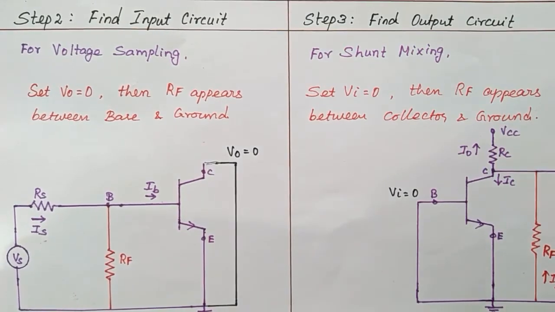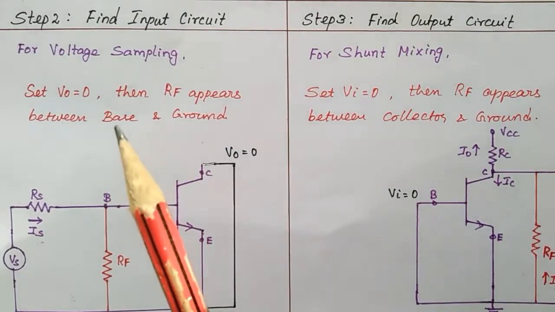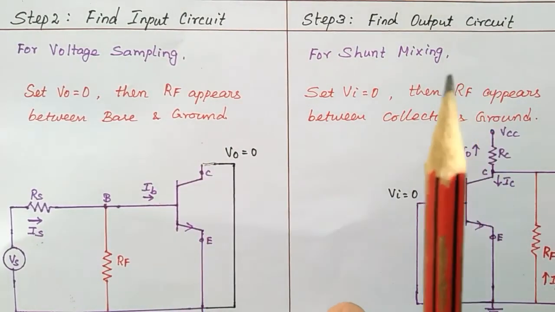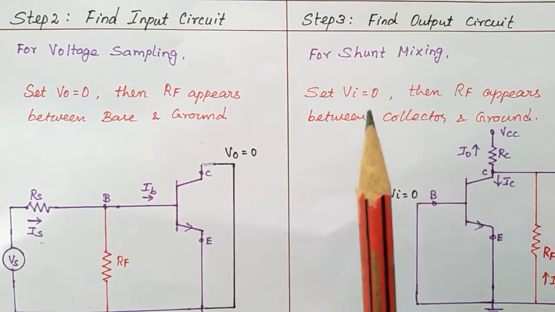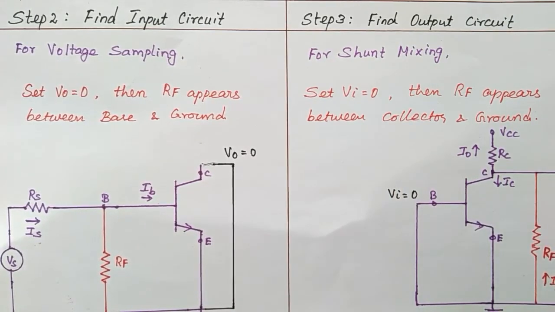So step 2 and step 3 are very important to form step 4, that is drawing the equivalent circuit. Here, in the input circuit we made V0 equal to 0. The RF will be affected on the input side. For finding the output circuit we made VA equal to 0. So on the input side everything is made 0, so RF is affected on the output side. Combining these two circuits, we are going to draw a combined circuit consisting of step 2 and 3.